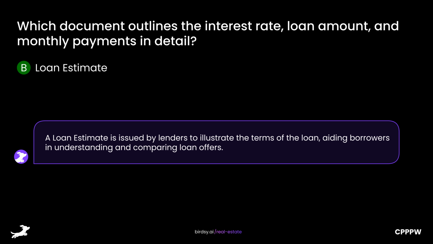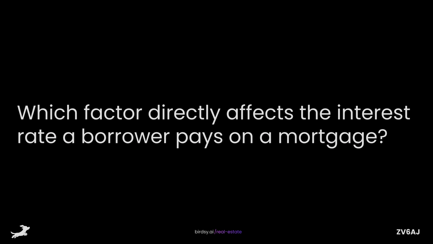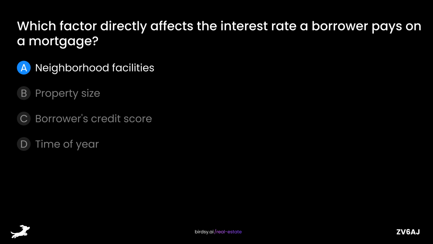A loan estimate is issued by lenders to illustrate the terms of the loan, aiding borrowers in understanding and comparing loan offers. Which factor directly affects the interest rate a borrower pays on a mortgage? Is it A, neighborhood facilities? B, property size? C, borrower's credit score? Or D, time of year?